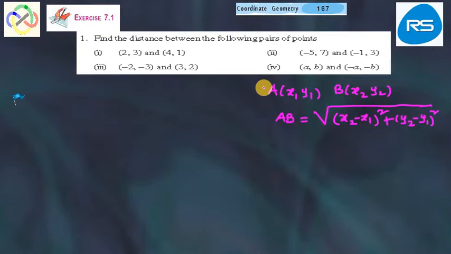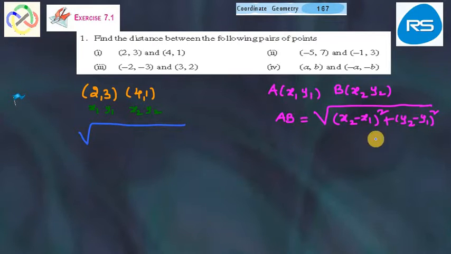So now we'll go to question number 1. What has he given? 2, 3 is a point and 4, 1 is another point. We'll take these as x1 and y1, x2 and y2. So simply, x1 means 2, y1 means 3, x2 means 4, y2 means 1. Now these values will be substituted in the formula.